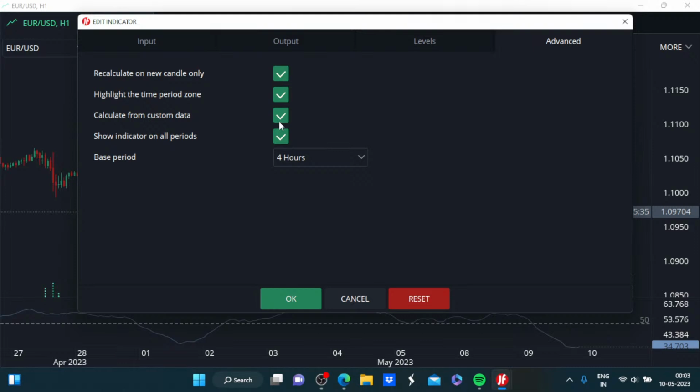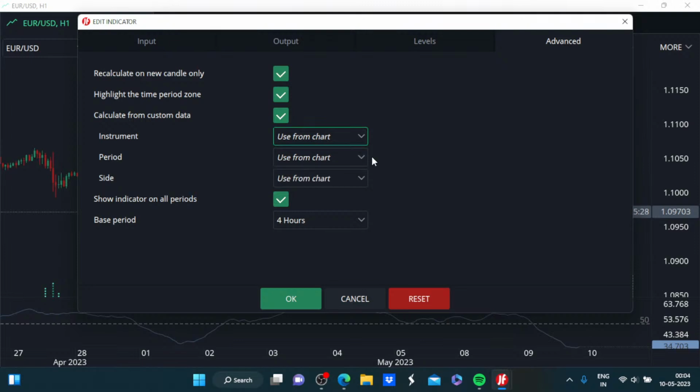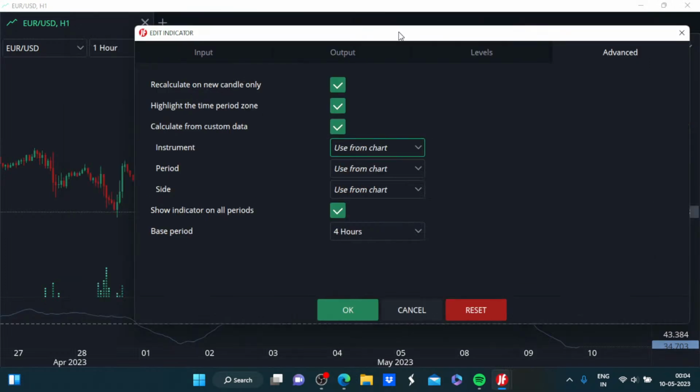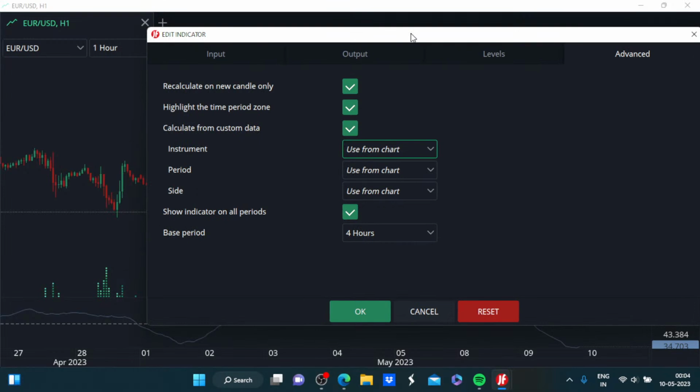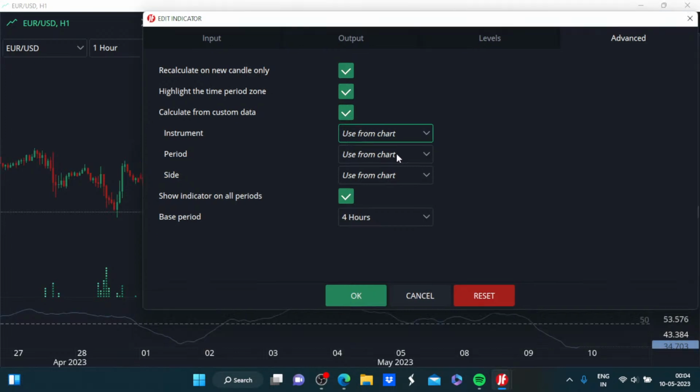Calculate from custom data, we can customize this calculation further with all these options where you can vary the instrument, the candle period, and the spread side. You can go for ask or bid, and in terms of the candle period, you can opt for a different candle period for the purpose of the calculation of the indicator, whereas the chart's candle period can be different. So that is one more feature available on the platform.